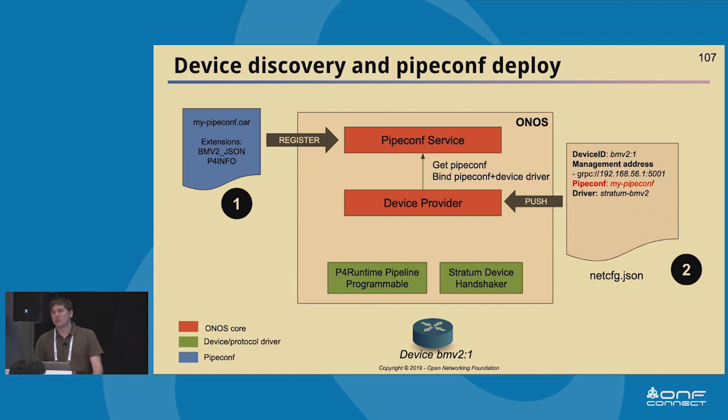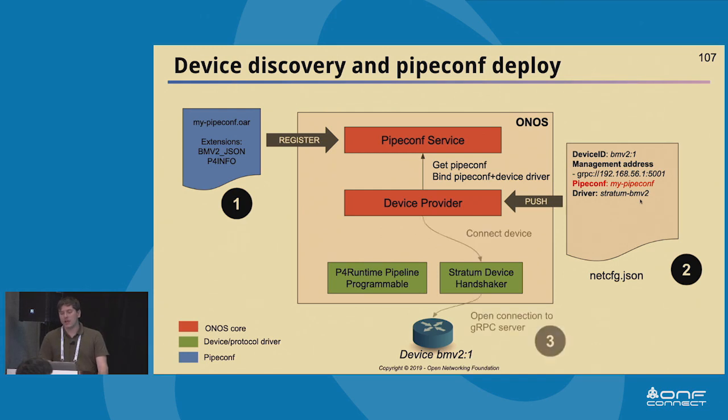Second, you push to ONOS a JSON file called the network configuration that provides, for a given device identified by an arbitrary ID, a management address in terms of the gRPC server endpoint, so IP address and port, and a Pipeconf ID, as well as the driver to use. What ONOS will do after that is use the driver to start a connection to the device. We call this the handshake.